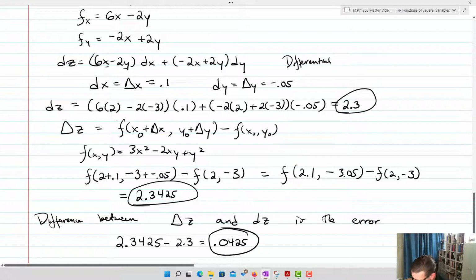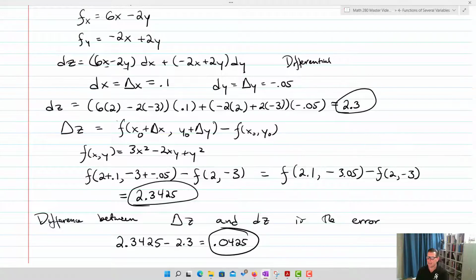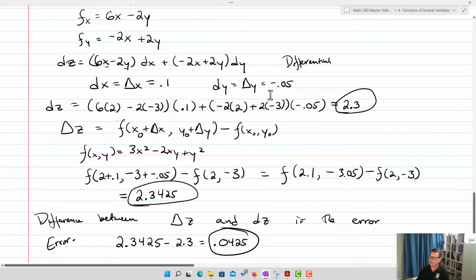And that's the actual error, okay? We calculated delta z, and we utilized our differential in order to calculate dz. So our error is the difference in the two, and that ends up being 0.0425.